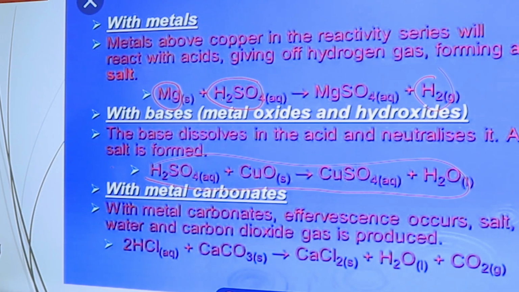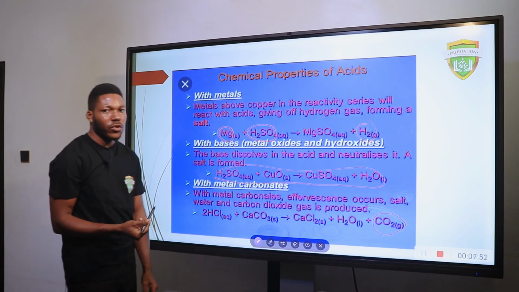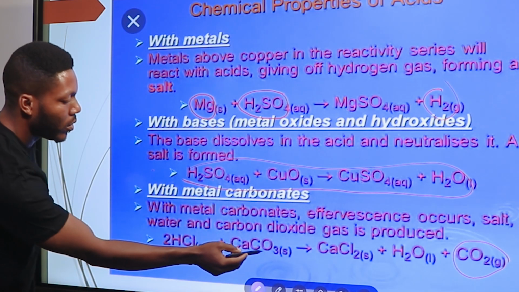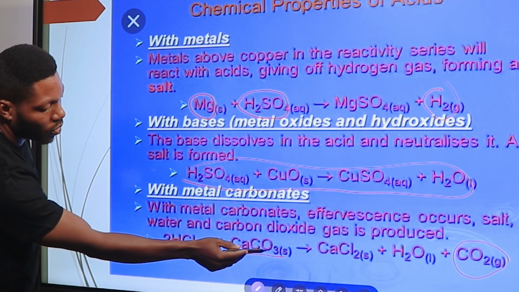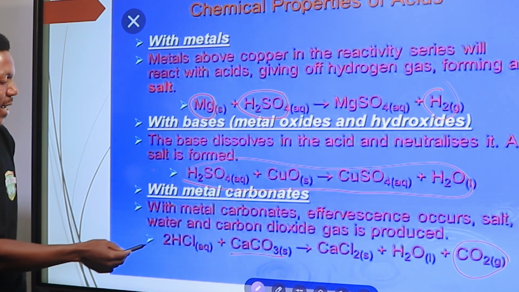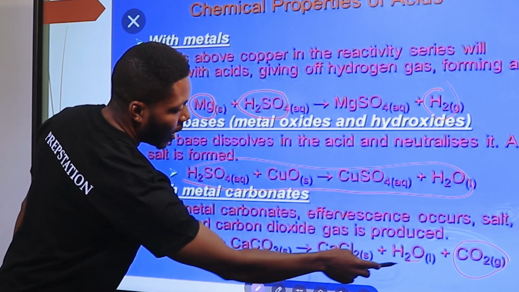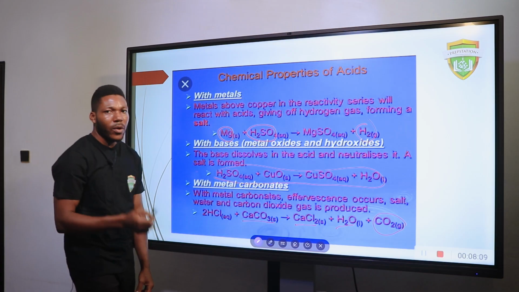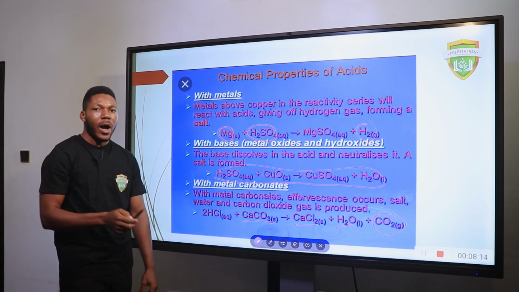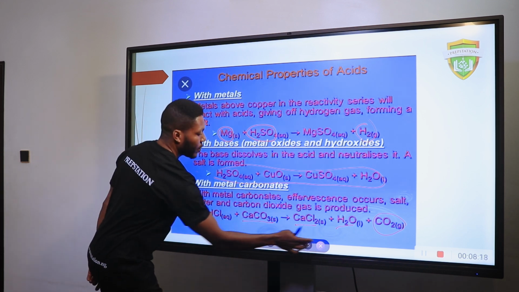Now the third reaction that is very important is reaction with carbonates. What is always produced here is CO2 gas, released at the end of this reaction. For example, HCl reacts with a carbonate, calcium trioxocarbonate 4, reacting with HCl gives us calcium chloride, water, and CO2 gas. So CO2 gas is always evolved whenever a carbonate ion reacts with an acid. Okay, let's proceed.